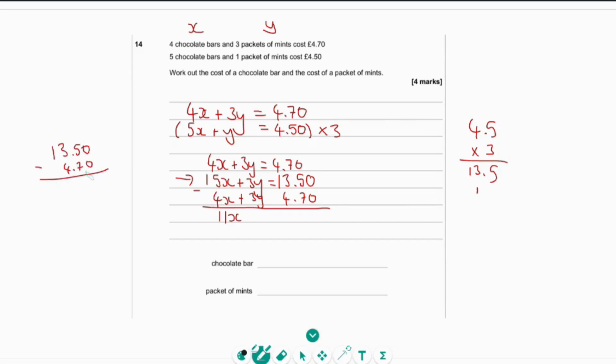Subtract these values. Can't do 5 take away 7. 15 take away 7 is 8. 12 take away 4 is 8. £8.80. Okay, so now I need to divide both sides by 11. So I'm going to take my £8.80 as 880 pence. Divide it by 11. 11's into 88 is 8. 11 into 0 is 0, so it's 80p.